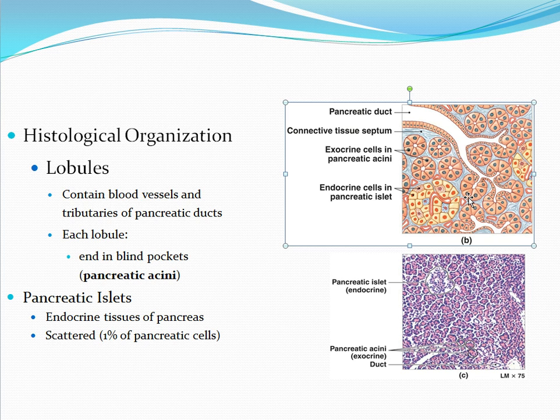The other type of cell in the pancreas are pancreatic islets. These only account for about 1% of all of the pancreatic cells. The pancreatic islets represent the endocrine portion of the pancreas, and we can see one of these islets right here as well as right here in the upper picture.